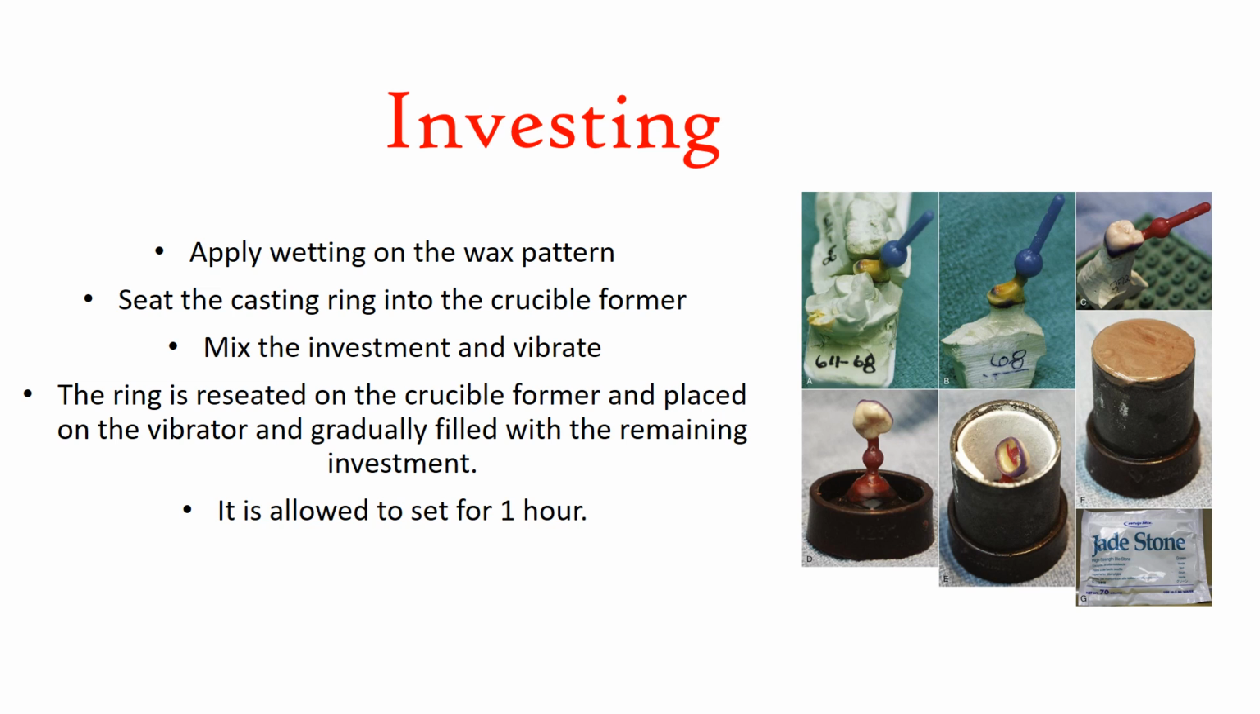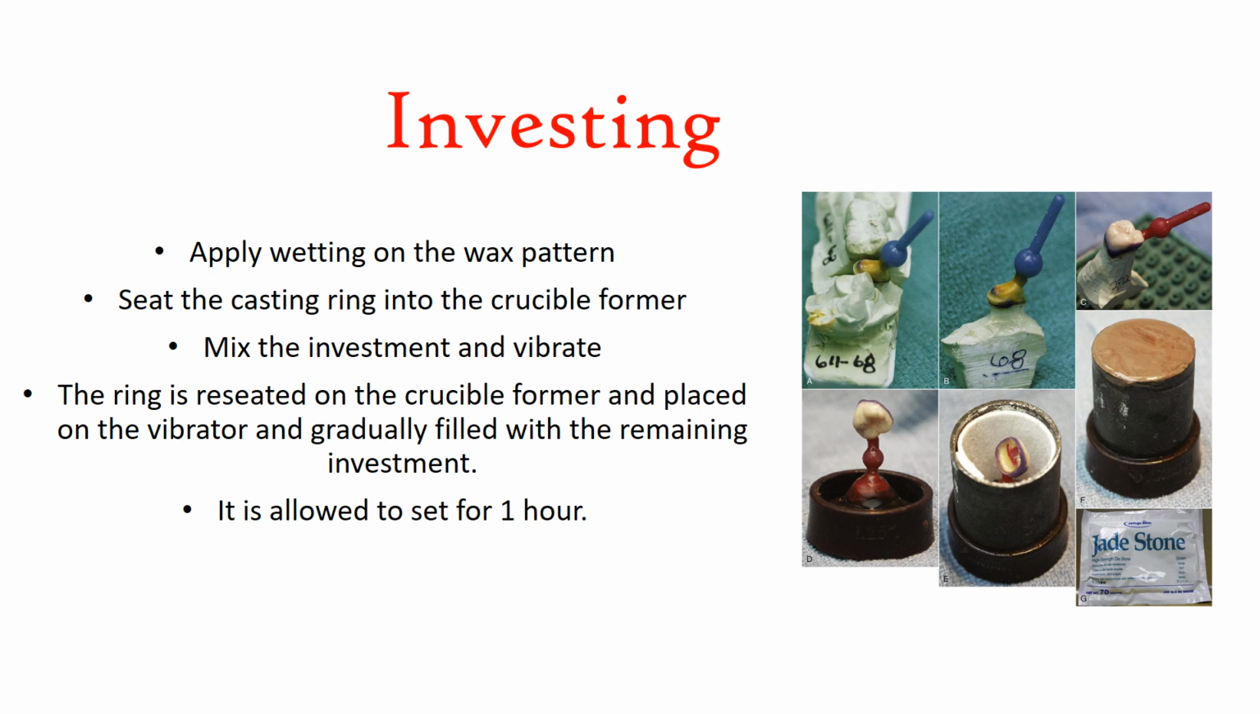The first step before investing is to apply wetting agent on the wax pattern. You have to cover the wax pattern with your wetting agent so that there is no formation of air bubbles. Then you have to seat the casting ring into the crucible former. This is your crucible former.